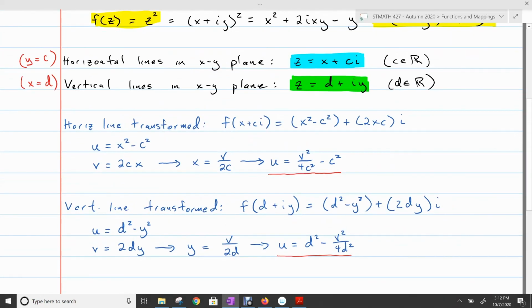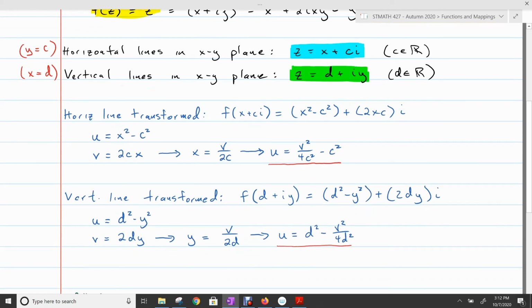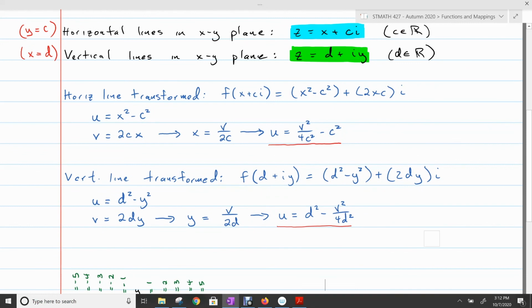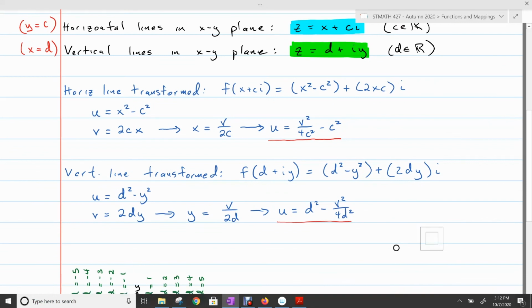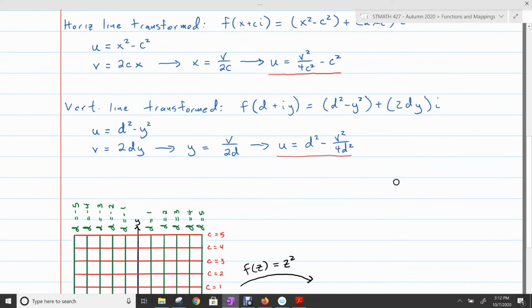So what I want to do is, in the before picture, plot a family of horizontal lines and vertical lines. So I'm going to pick various values of c and d and plot those horizontal and vertical lines. And then I want to see what the outputs would be if I plug those lines into the function. And I know I'm going to get some parabolas.